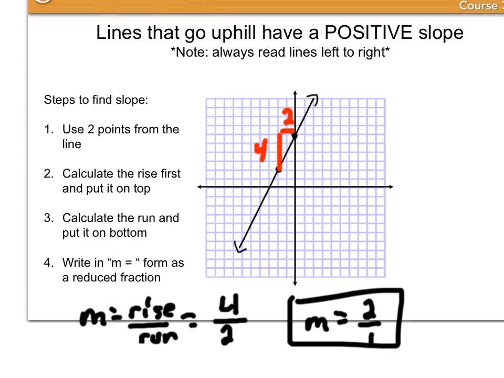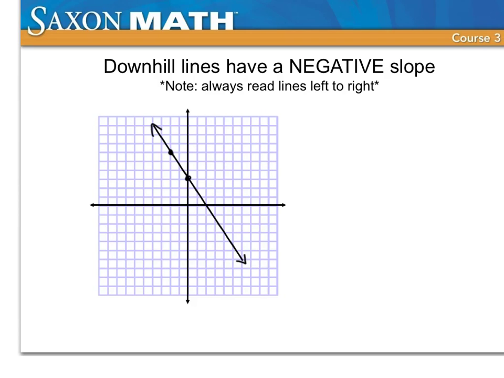Let's go on to another example. Alright, so uphill lines have a positive slope, and downhill lines have a negative slope. Okay, so again, this is a downhill line because it goes downhill from left to right. So I'm going to do the same exact thing that I did last time. I'm going to start by writing m equals rise over run. Then I need to calculate my rise. So I need to tell how do I get from the point on the left to the point on the right. Well, to go from the point on the left to the point on the right, I have to go down this time.